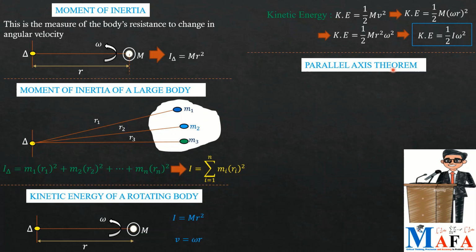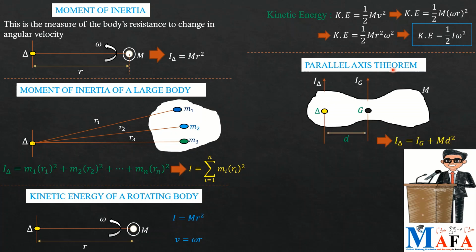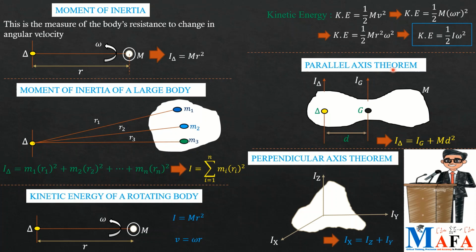Next, we are going to look at the theorems in moment of inertia. We begin with the first one, the parallel axis theorem. Now I'm going to display how and why we use the parallel axis theorem. We have a body as displayed. IG is the moment of inertia of this body about its center of gravity. Next, delta is a certain axis, and the moment of inertia of this body about this axis is I delta, which we want to find, because we cannot just find it normally like that.